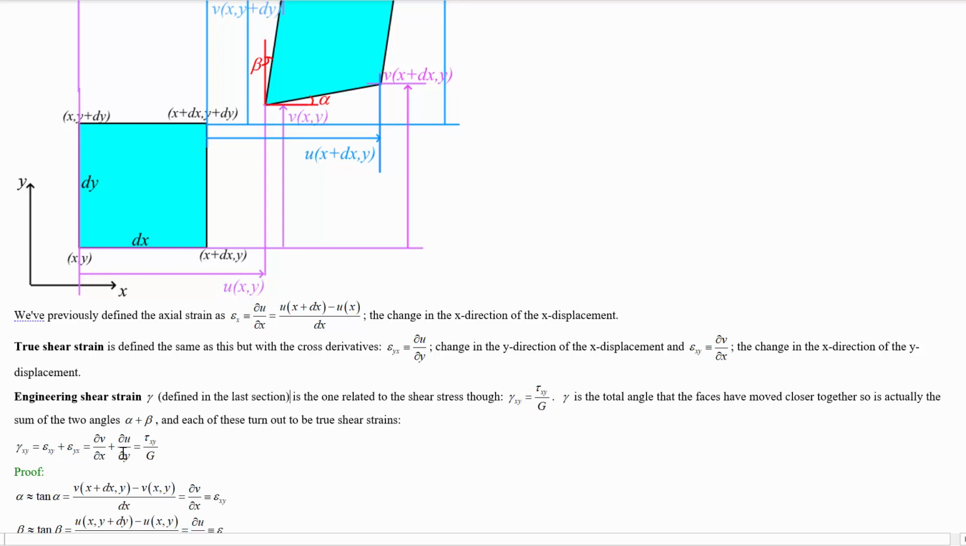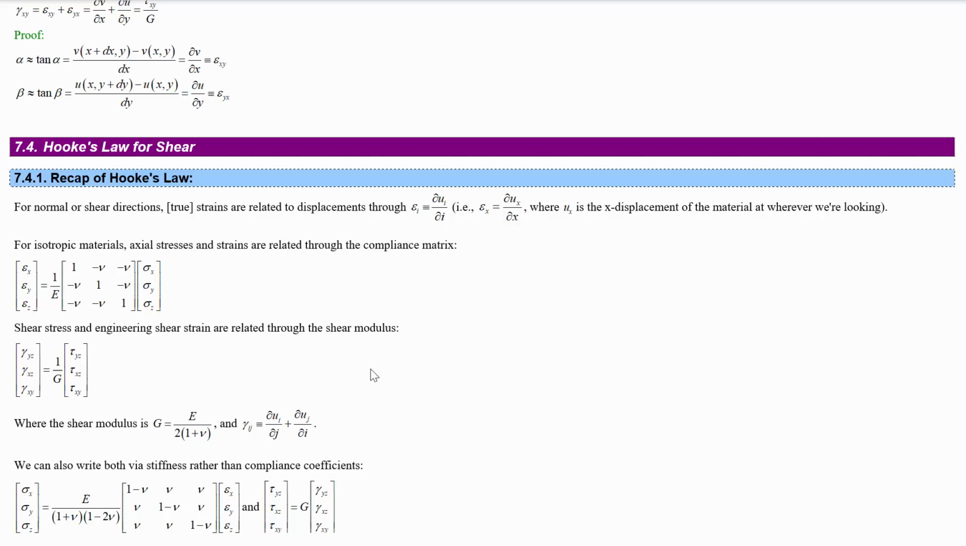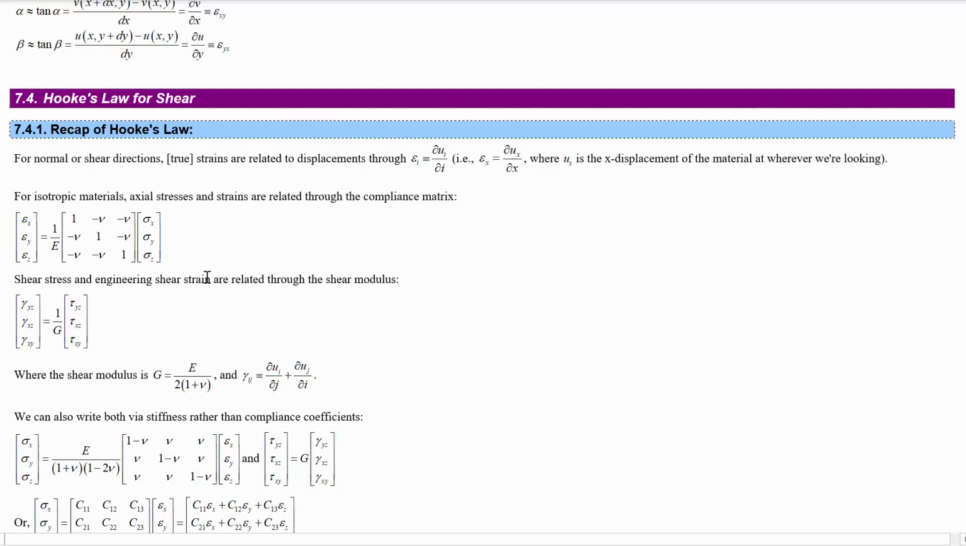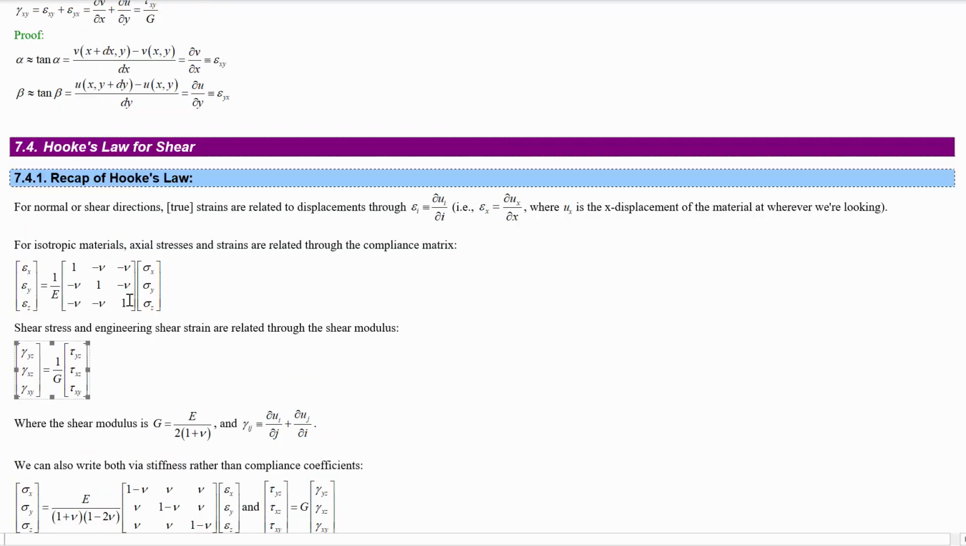Those things are not equal. You would instead say that the sum of those two things is what's related to the shear stress per shear modulus. So that brings us to where we can make a Hooke's law for shear.